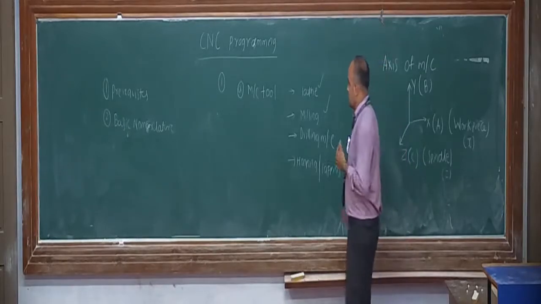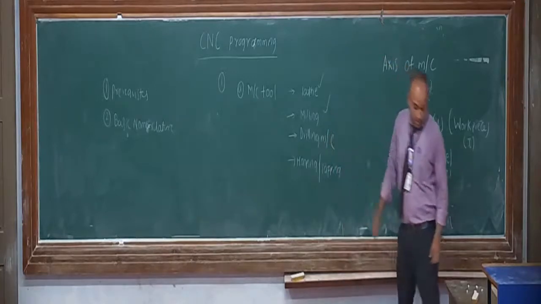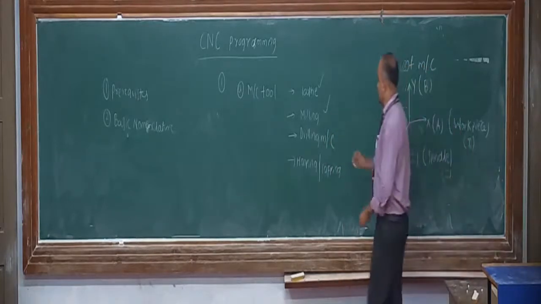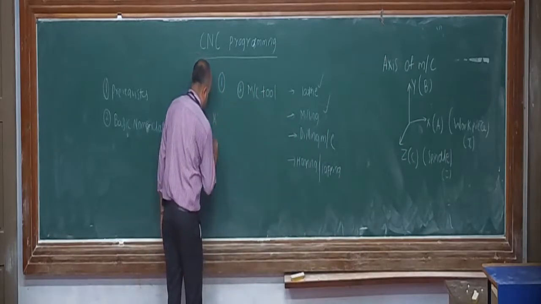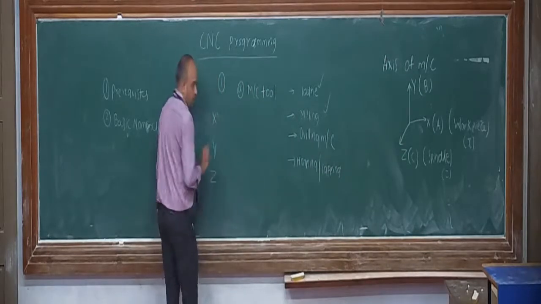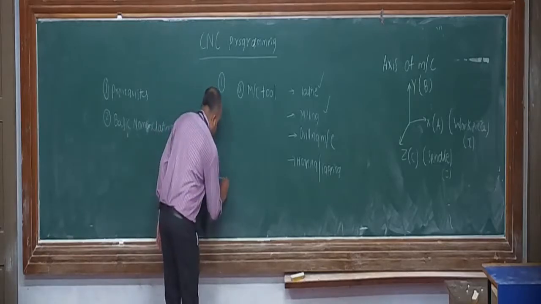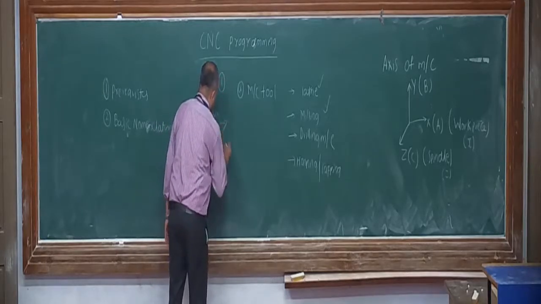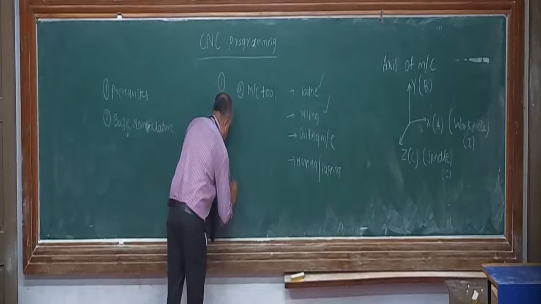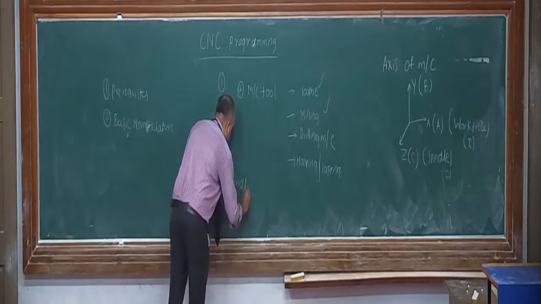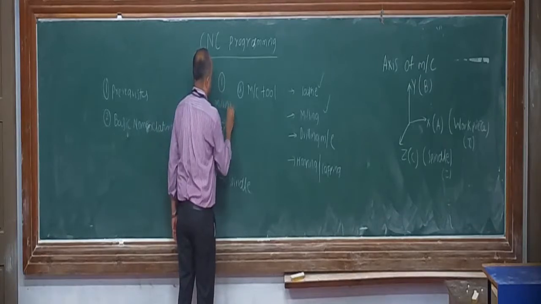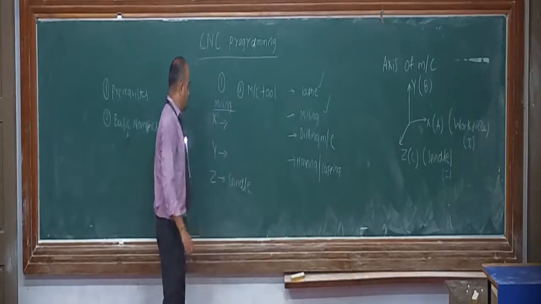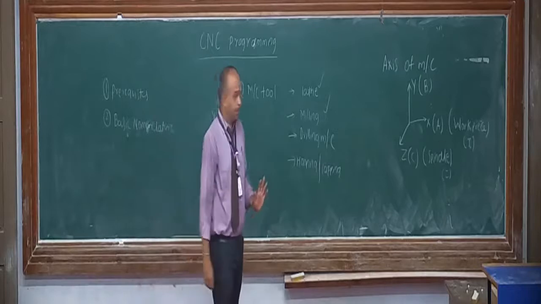Now, next, I will go to the milling machine. In case of a milling machine, we have three axes, that is x, y, and z. Again, in this condition, z is representing the spindle. In case of a milling machine, your z is representing the spindle.